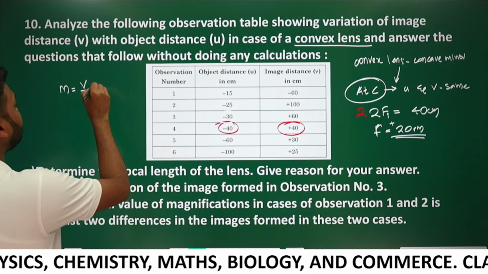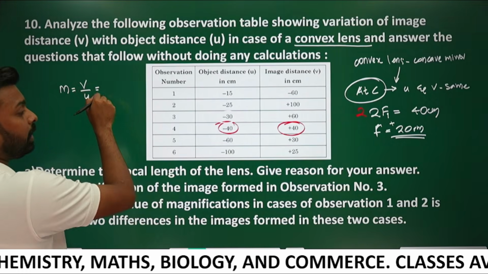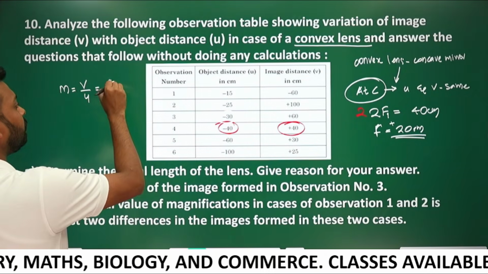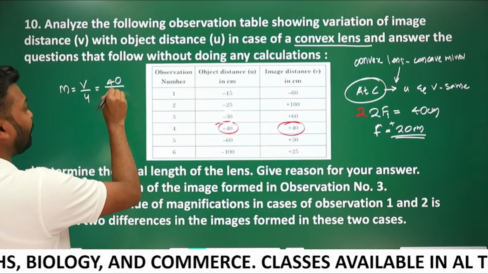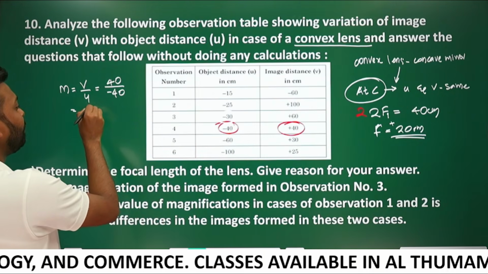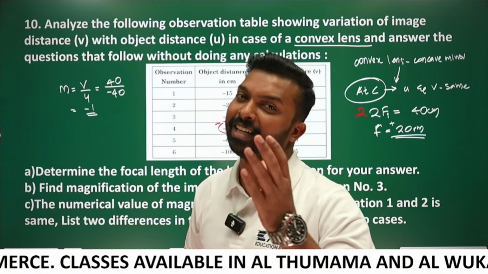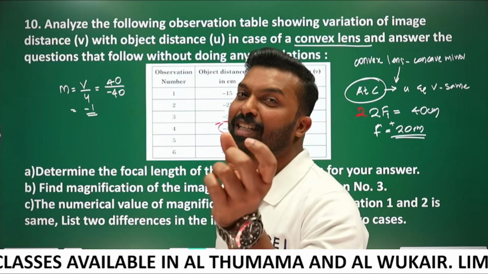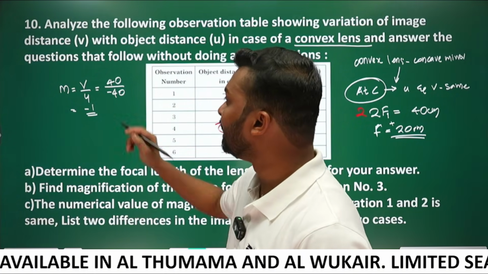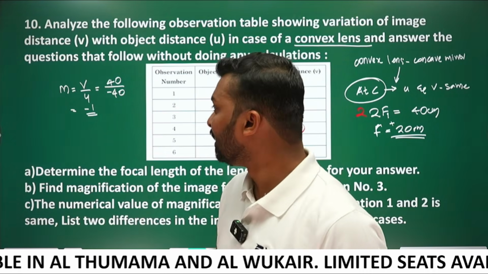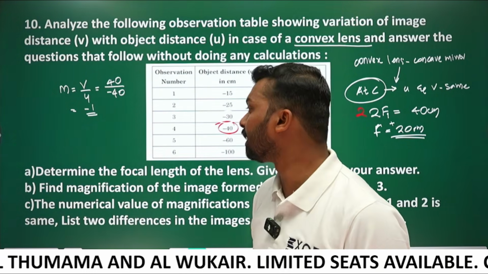Okay, so what is this? V is how much? 40. And then U is minus 40. The answer will be minus 1. And what is this minus 1 indicating, people? This is real, inverted, and it is of the same size. Clear, my dear students? So we have found the magnification, which is equal to minus 1.